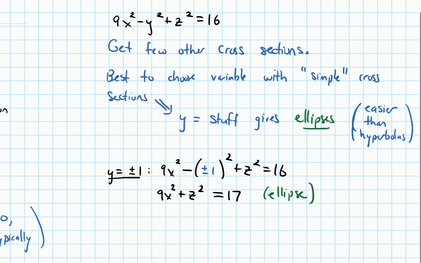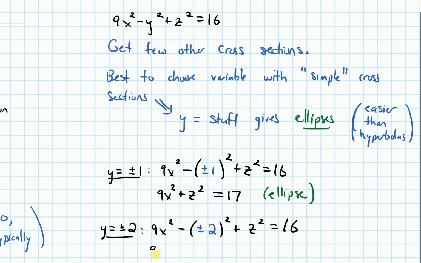Okay, so now let's do a few others. What if we did y equals plus or minus 2, and we plug that in? Well, then we get 9x squared minus y squared plus z squared equals 16. So let's plug in our y values. So we're plugging in either plus or minus 2 for the y.